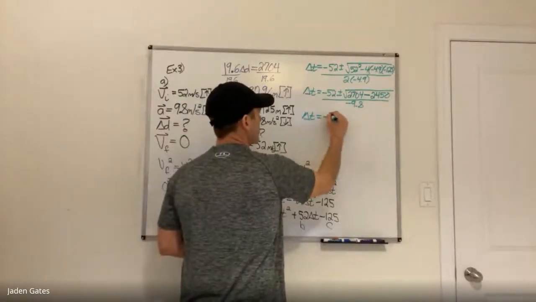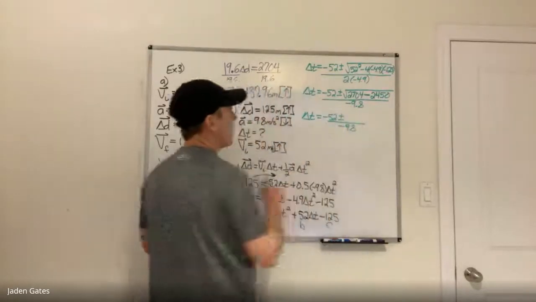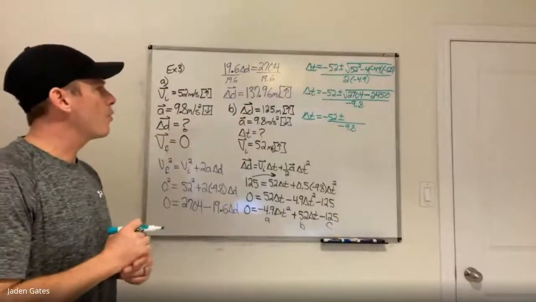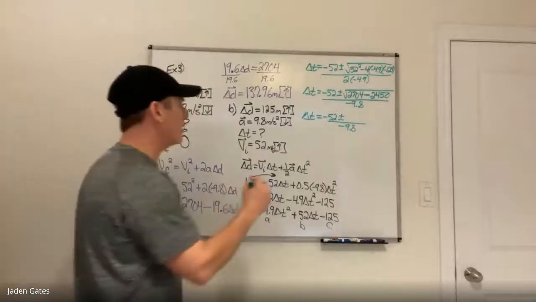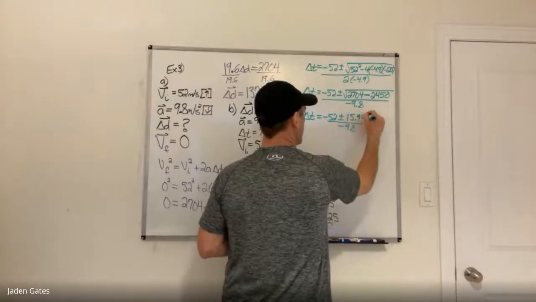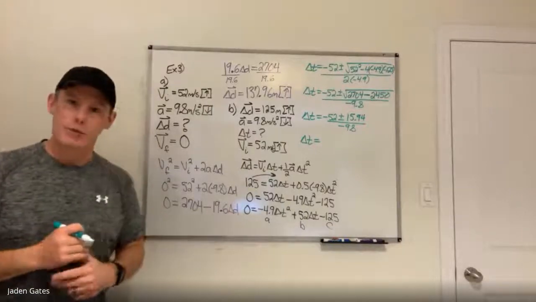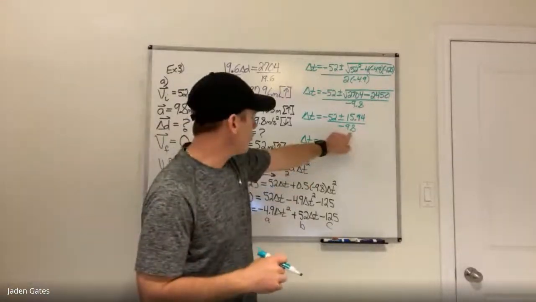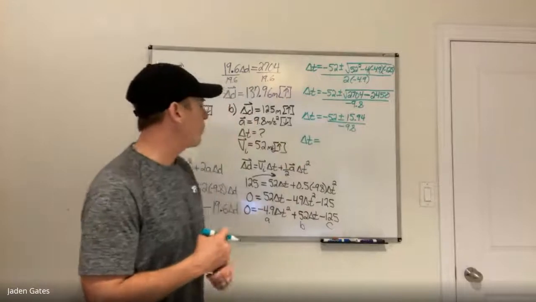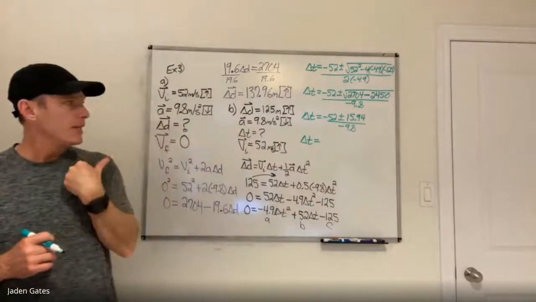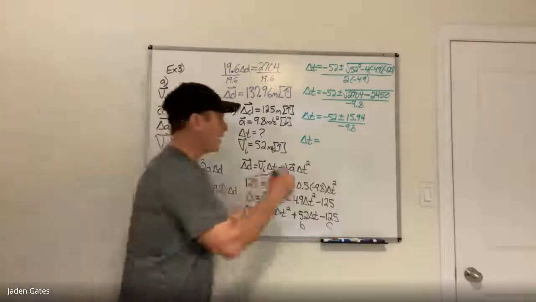So I've got delta T equals negative 52 plus or minus, and I've got the negative 9.8 in the bottom. So I subtract 2,704 minus 2,450 and then square root it. What do I get there? I get 15.94. Now, getting my two final answers, because that's what happens with the quadratic formula, the last thing I'm going to do is divide by the negative 9.8. I do negative 52 plus 15.94 and then divide by the negative 9.8, and I believe I get 3.68.